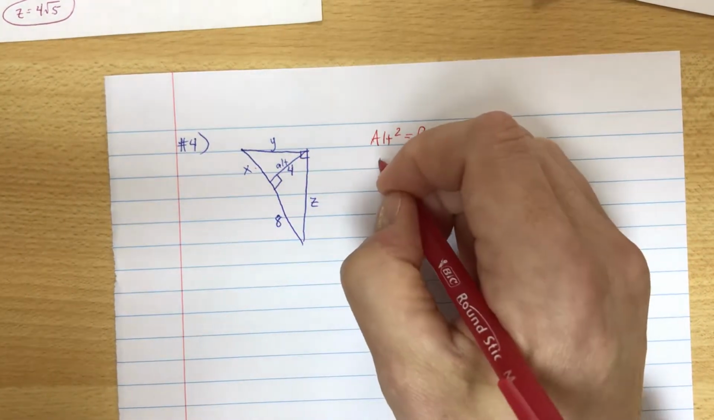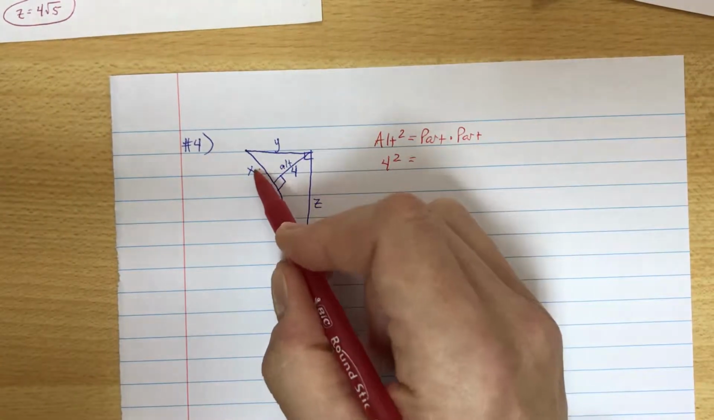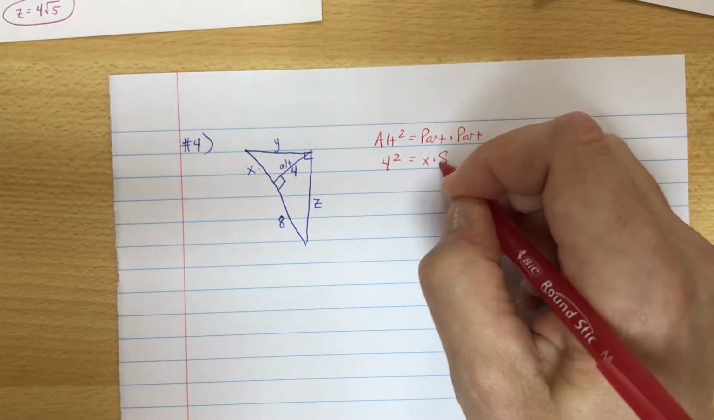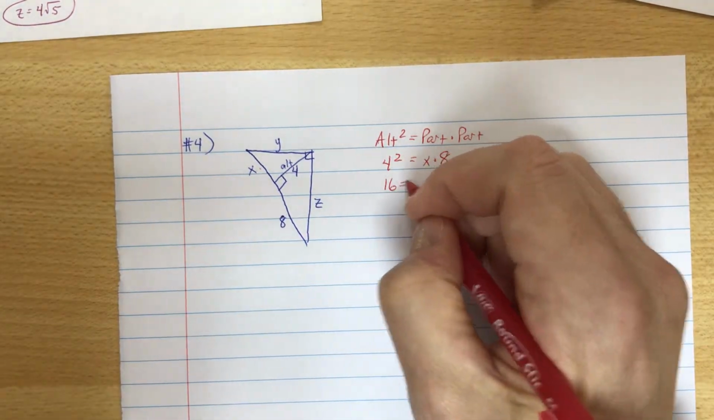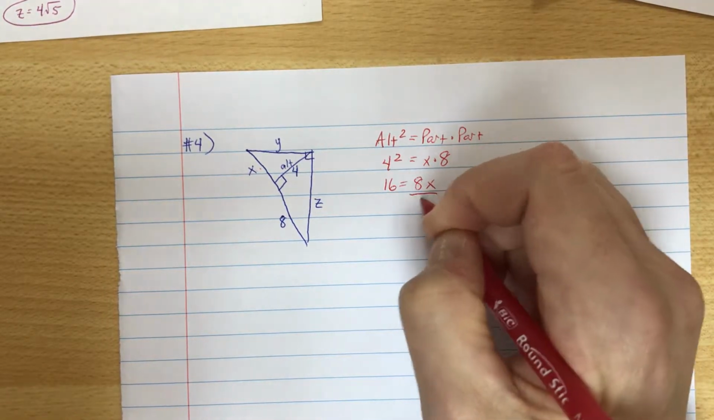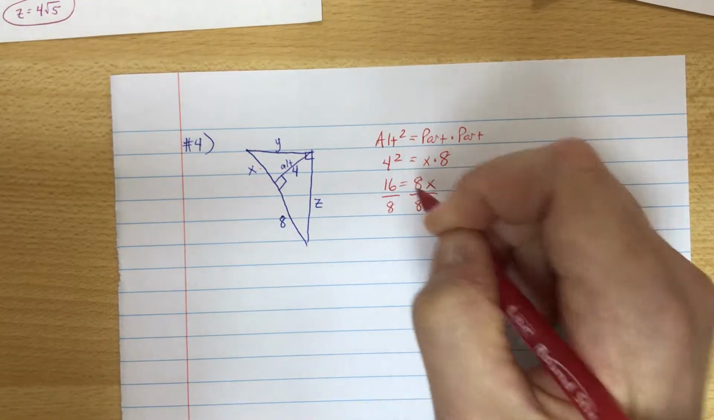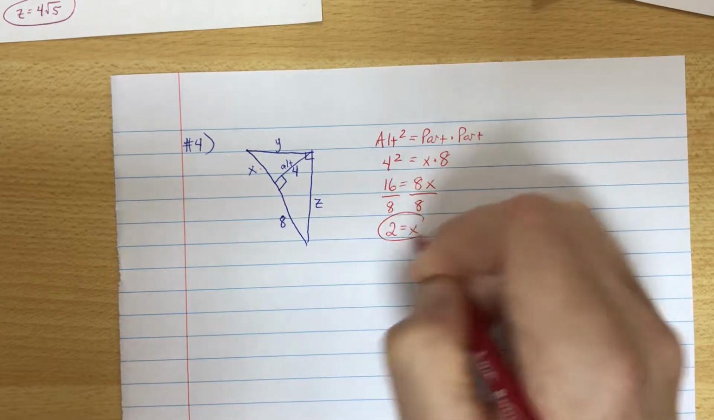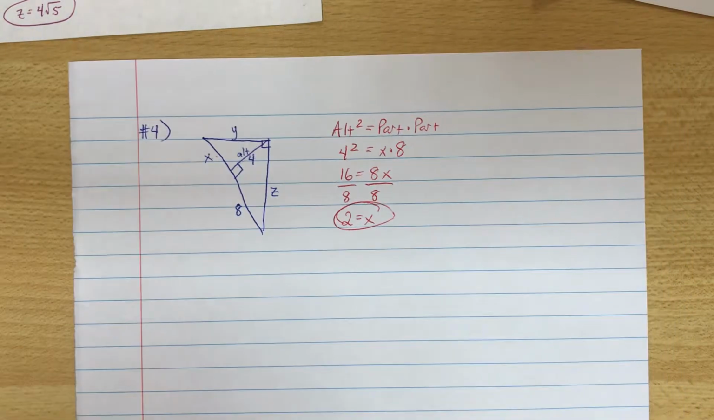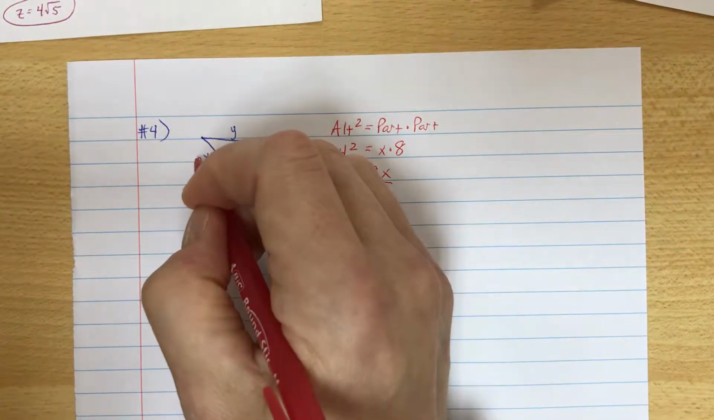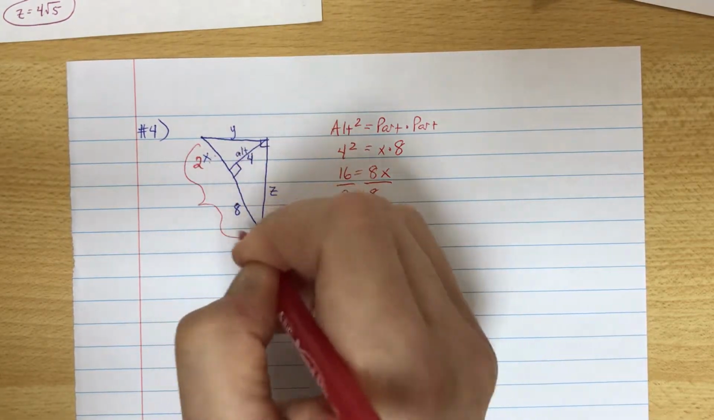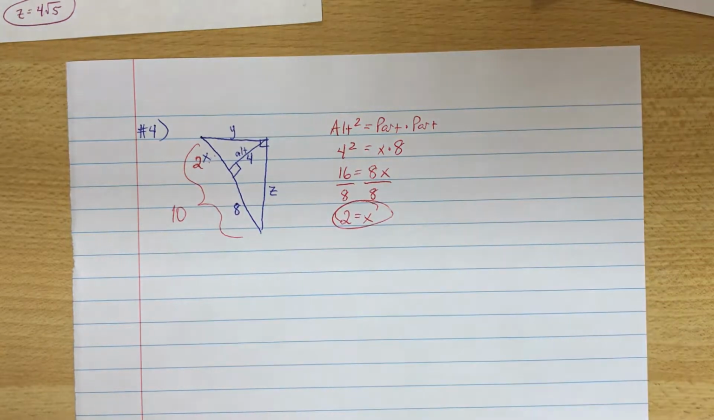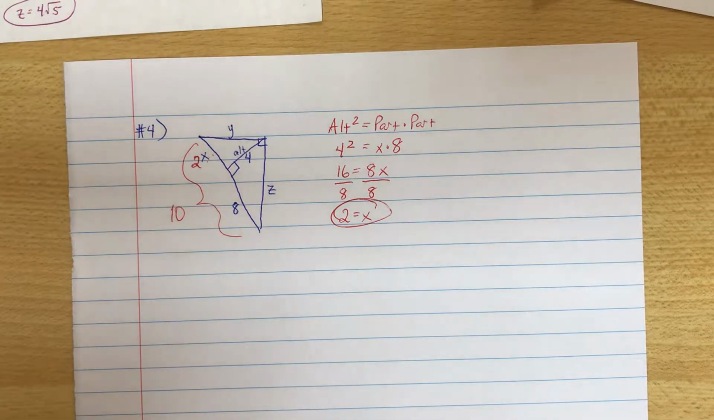So 4 squared equals part X times the other part, which is 8. So we have 16 equals 8X. Just divide to undo that multiplication. X is equal to 2. All right, that's nice. Now, if X is 2 and the other part is 8, then the whole thing here is 10, if we need that.